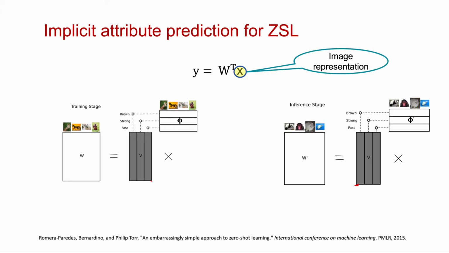For the test set, we have W prime, which maps image features to the classes in the test set. Here, the same W prime is equal to the same V multiplied with phi prime, the attribute class map of the test classes. The matrix V learned in the training is used for the test classes.